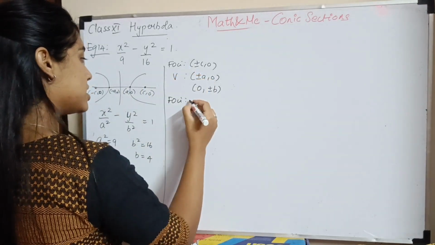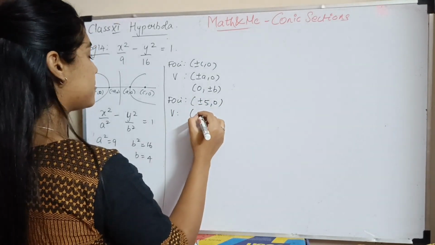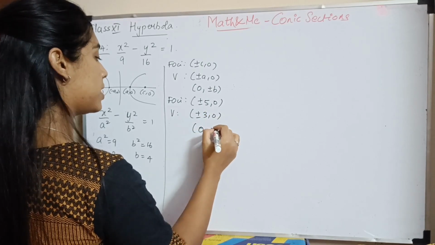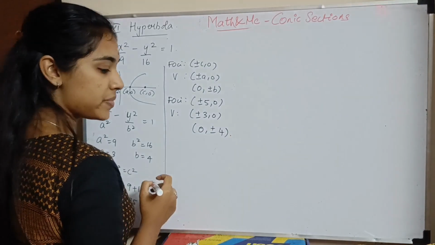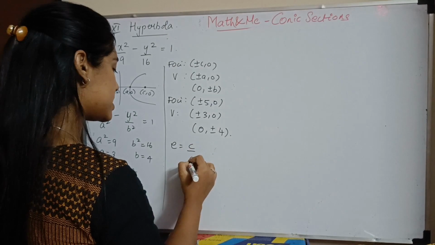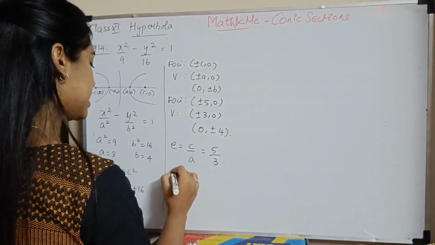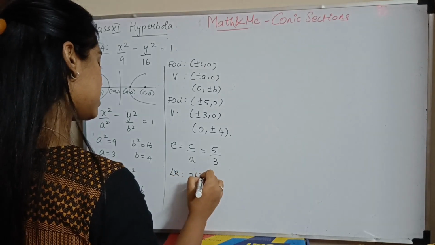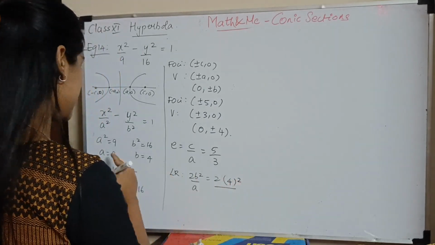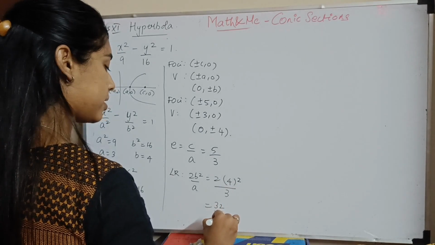So now, what are the foci? Foci is plus or minus 5, 0. Your vertices are plus or minus 3, 0, and 0, plus or minus 4. Okay, these are my vertices and foci. Now I need the eccentricity, which is c divided by a. c is 5, so 5 divided by 3. The length of the latus rectum is 2b square divided by a, which is 2 times 4 square divided by 3, which is 2 times 16, that is 32. So 32 divided by 3.